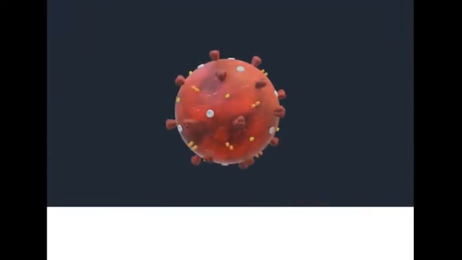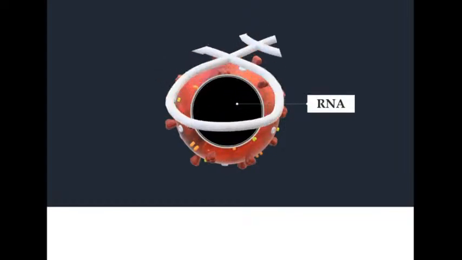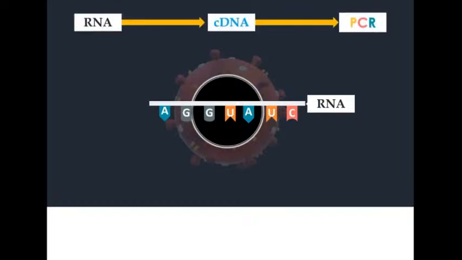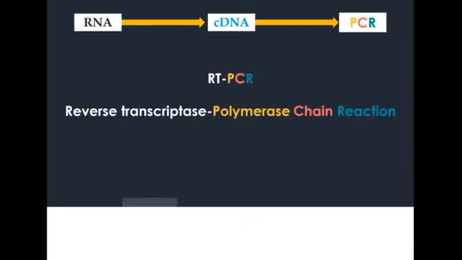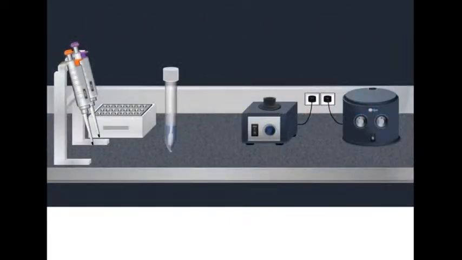Coronaviruses contain an extraordinarily long single-stranded RNA genome. To detect these viruses with PCR, RNA molecules must be converted into their complementary DNA sequences by reverse transcriptase. Then the newly synthesized DNA can be amplified by standard PCR procedures. This approach is universally known as RT-PCR. To perform this method, basically viral RNA should be extracted.